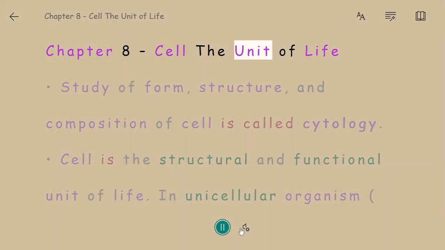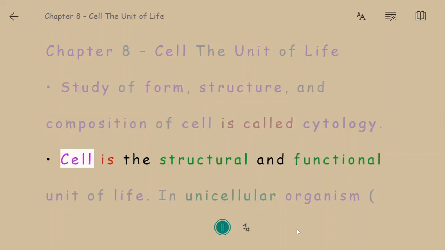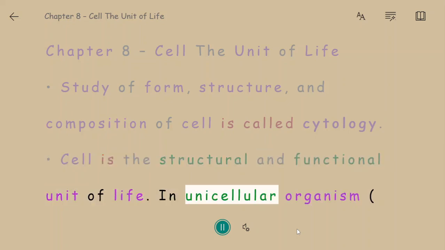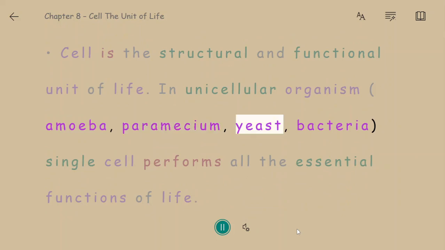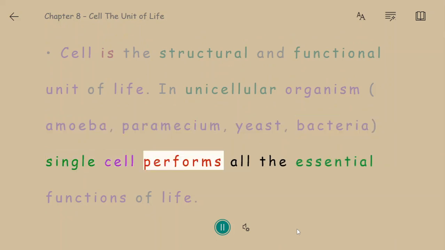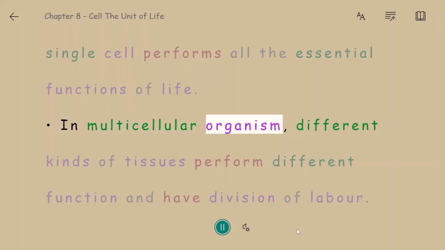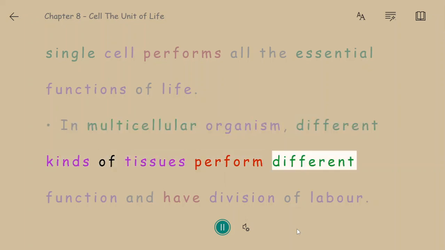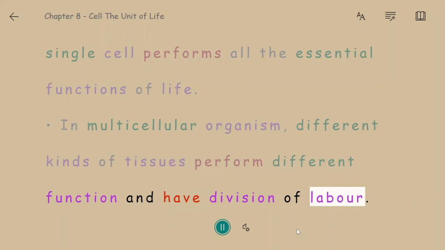Chapter 8, Cell, the unit of life. Study of form, structure and composition of cell is called cytology. Cell is the structural and functional unit of life. In unicellular organisms, amoeba, paramecium, yeast, bacteria, a single cell performs all the essential functions of life. In multicellular organisms, different kinds of tissues perform different functions and have division of labor.